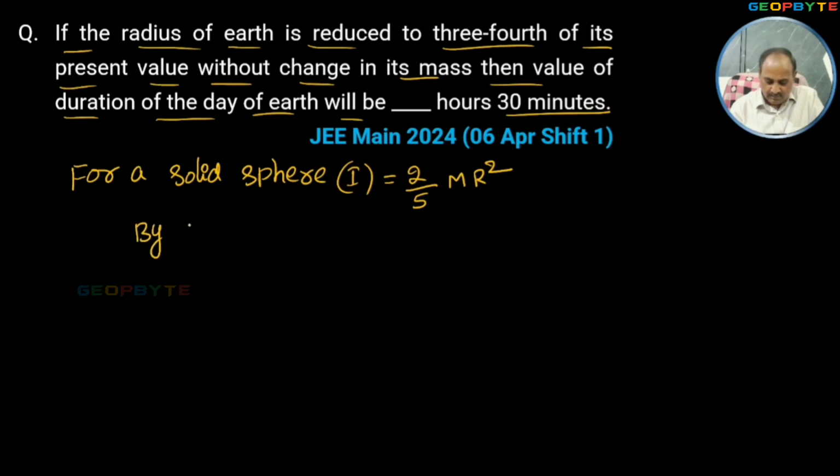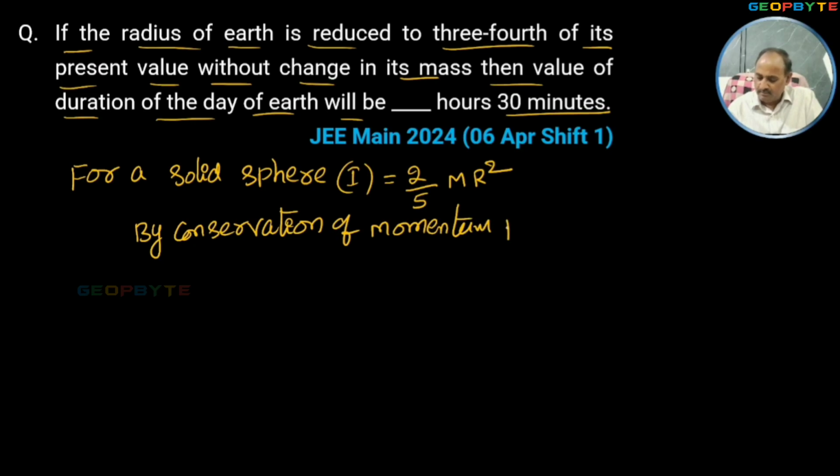By the conservation of angular momentum principle, the angular momentum before reducing the radius equals the angular momentum after reducing the radius. That is, I1 omega 1 equals I2 omega 2.